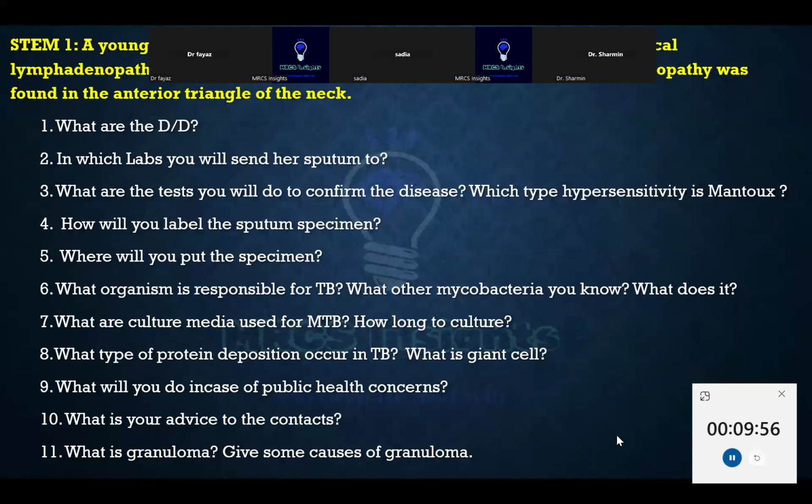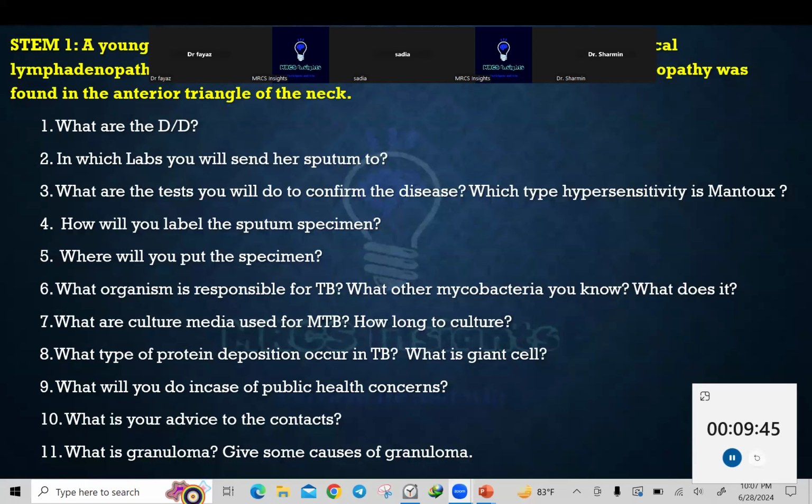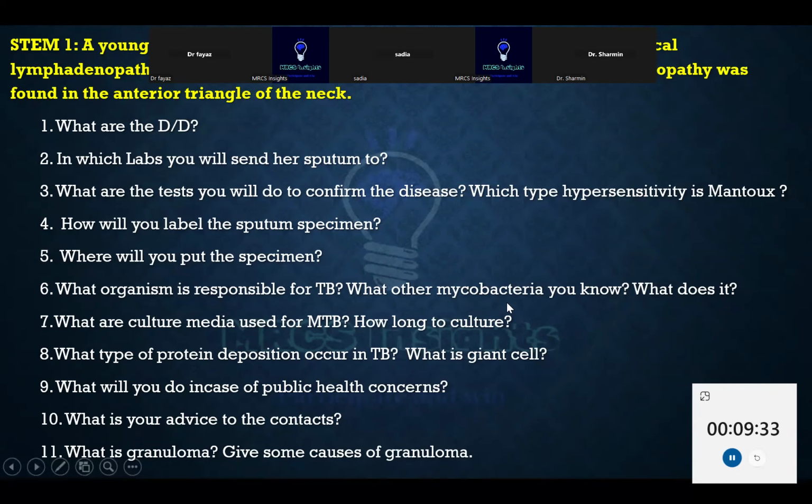A young Indian lady recently came back after a foreign travel, with cervical lymphadenopathy, night sweats, and weight loss. On examination, lymphadenopathy was found in the anterior triangle of the neck. You have 25 seconds to think.